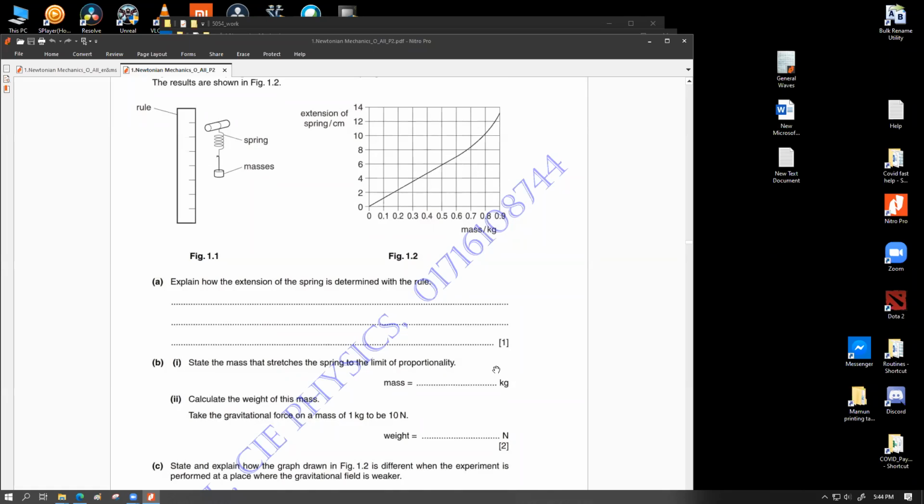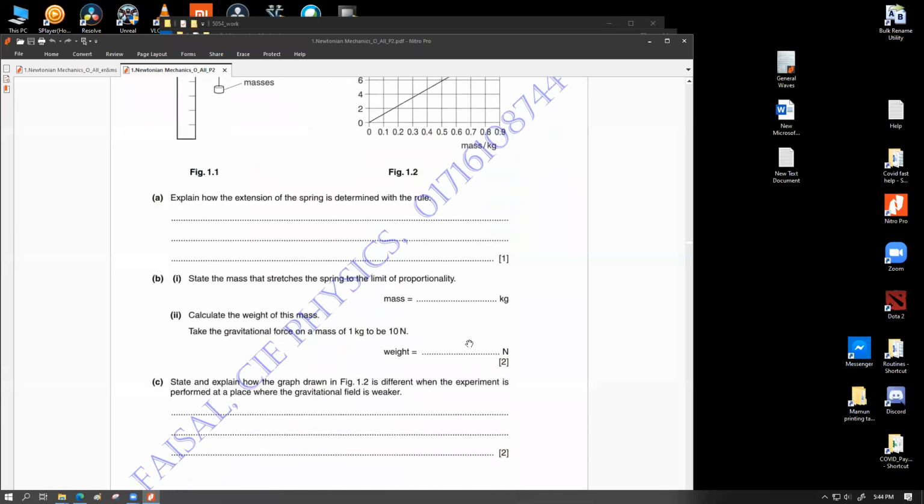I think this will be 0.6 kg. Take the weight of this mass, so this is pretty simple.